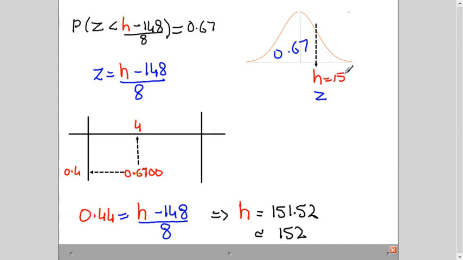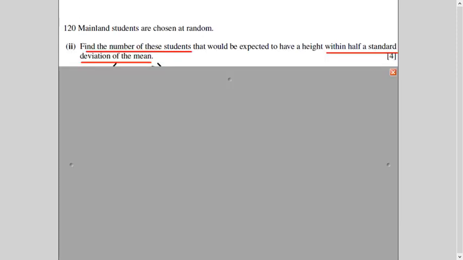It means 67% of the students in Maryland College have height less than 152 centimeters. Does this make sense? I hope so. So let's see the next part of the question.